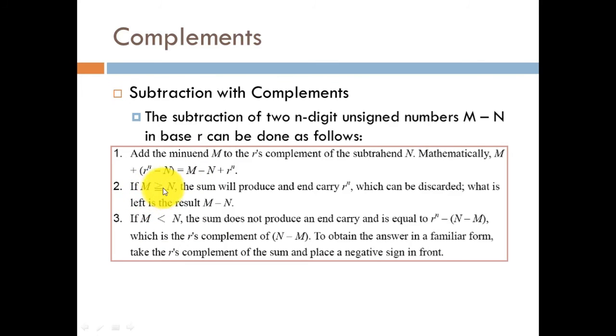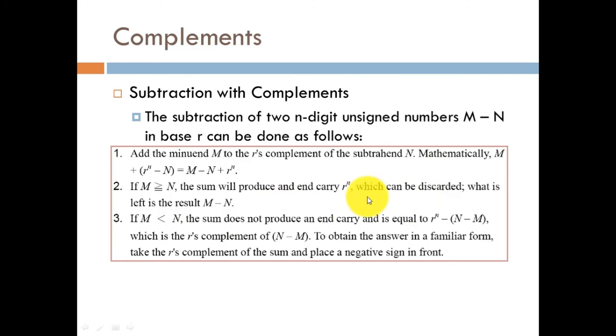If M is greater than or equal to N, the sum will produce an end carry. So if the minuend, the number from which you are subtracting another number, is greater than the second number, in that case an end carry will get generated, which will be discarded. What is left is the result of M minus N.